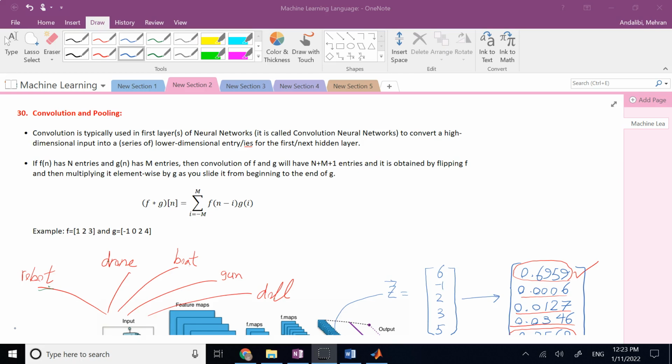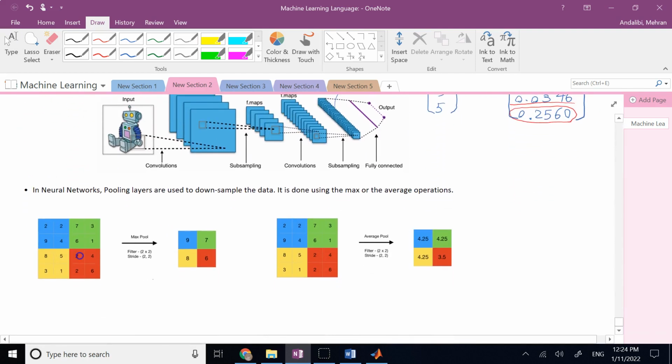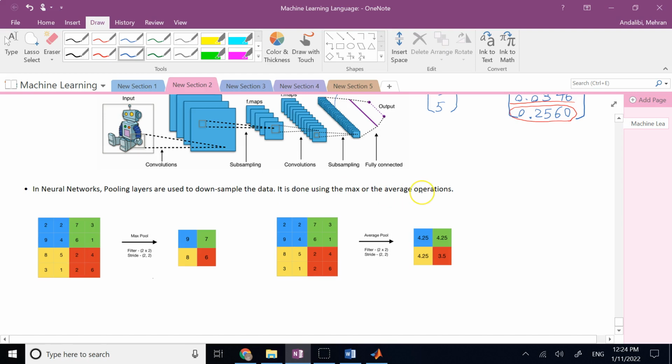Final things are convolution and pooling. Let me talk about pooling first because we just referred to it a little bit before this topic when we talked about the Softmax function. Let me talk very fast about that and then I come back to convolution. So pooling is what you do in neural networks, typically toward the end, most of the time at the output layer, to downsample the data.